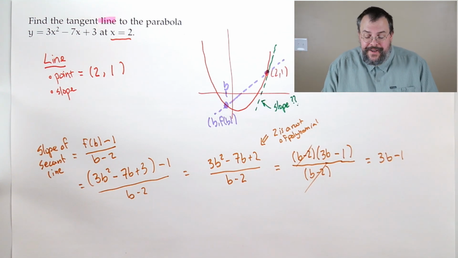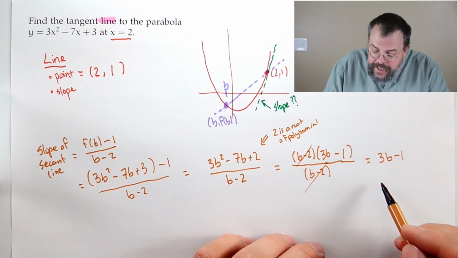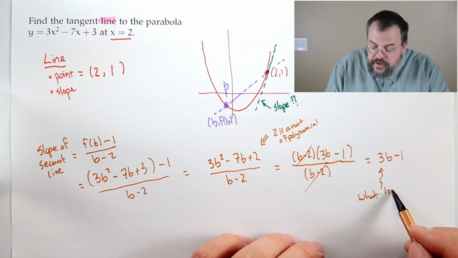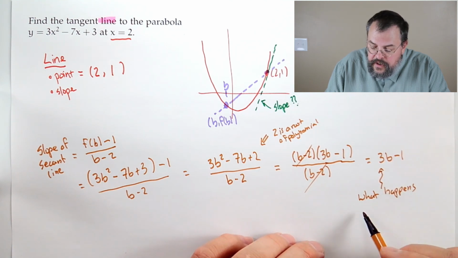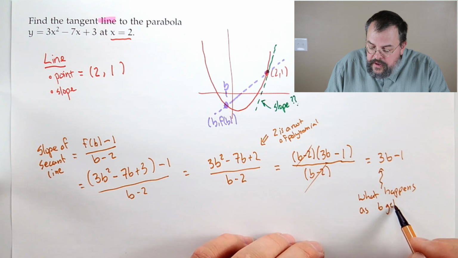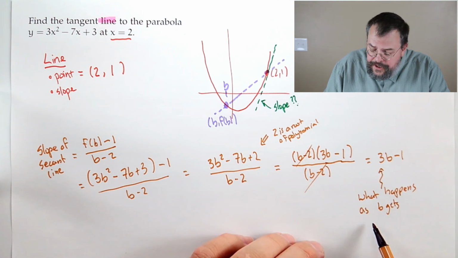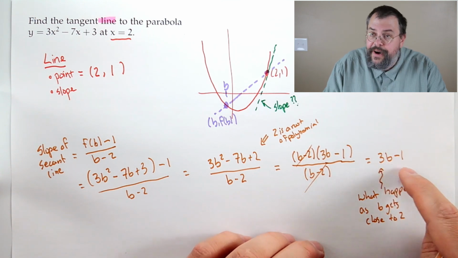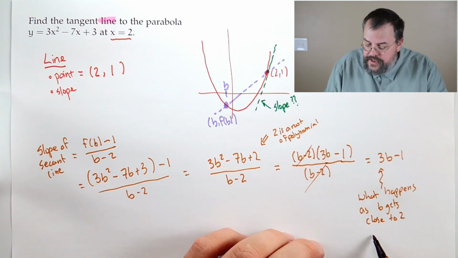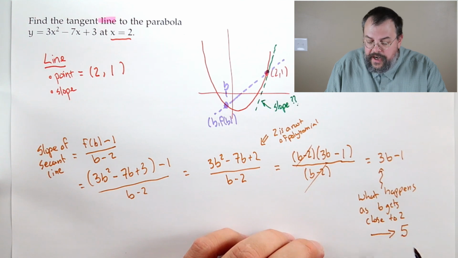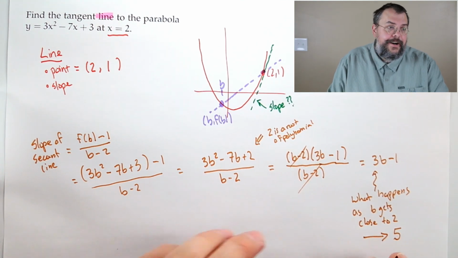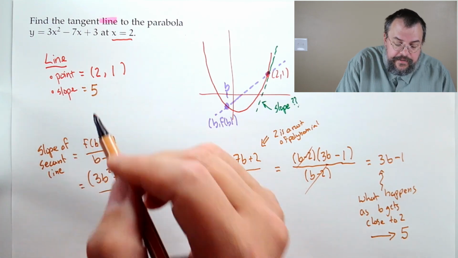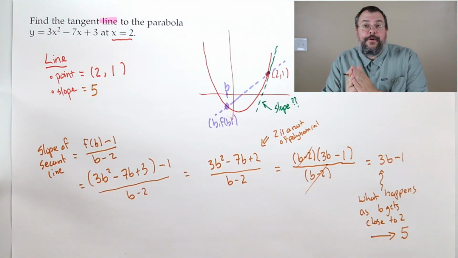Well, which b do we pick? Well, we're interested in what happens to this as b gets close to 2. And I think we can all agree that as b gets close to 2, what will happen is I'll get close to 3 times 2 minus 1. And so in other words, it's going to the number 5. Ah, cool. So that tells us what our slope is. Our slope is 5.